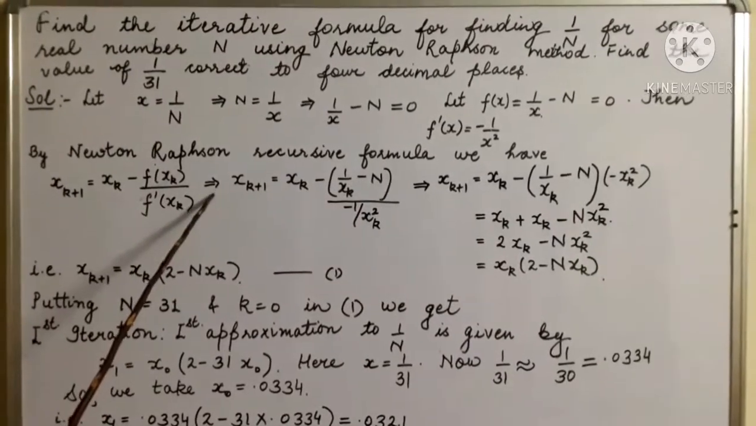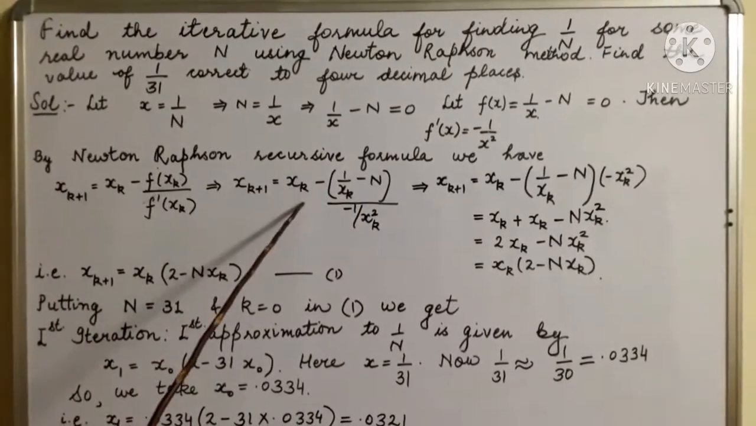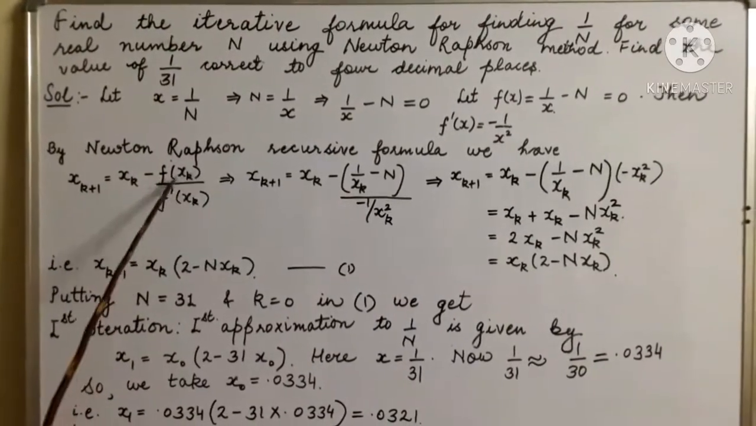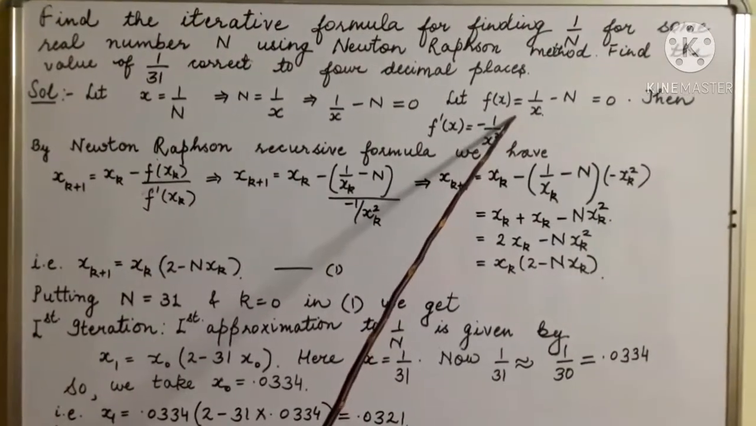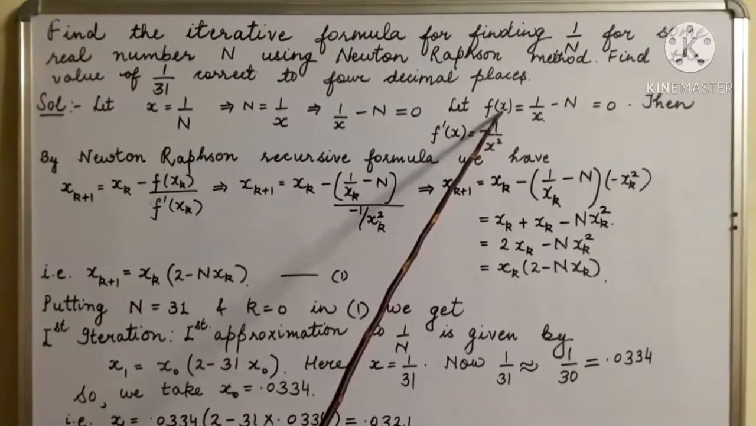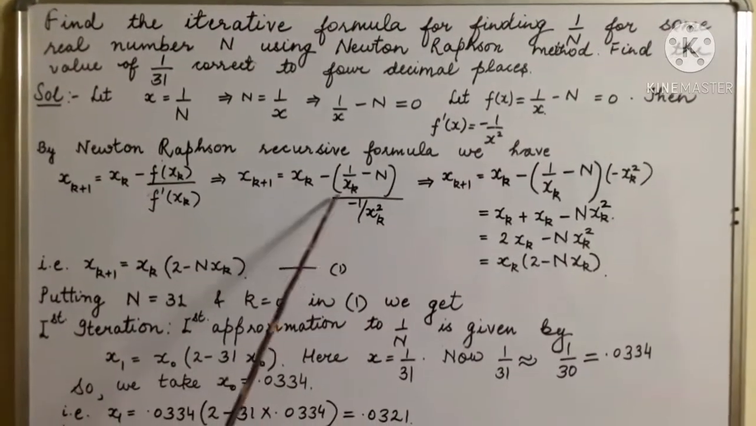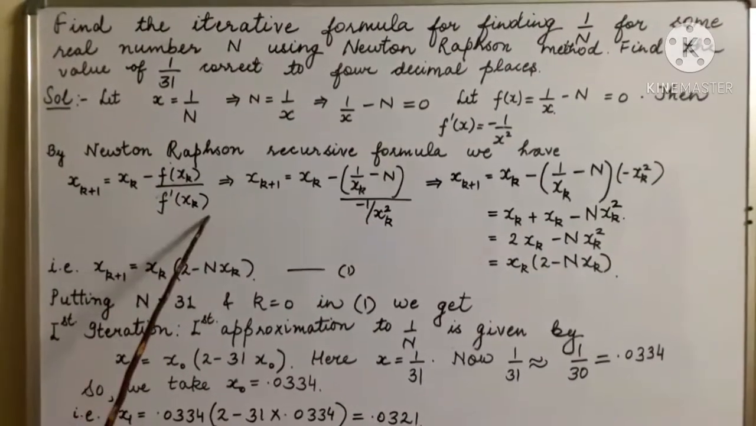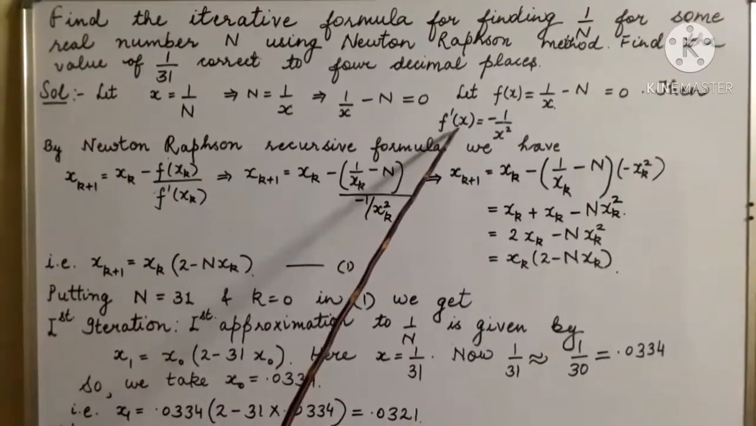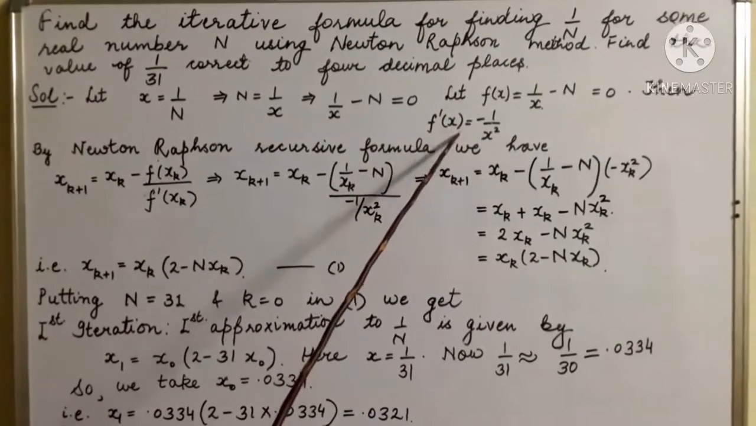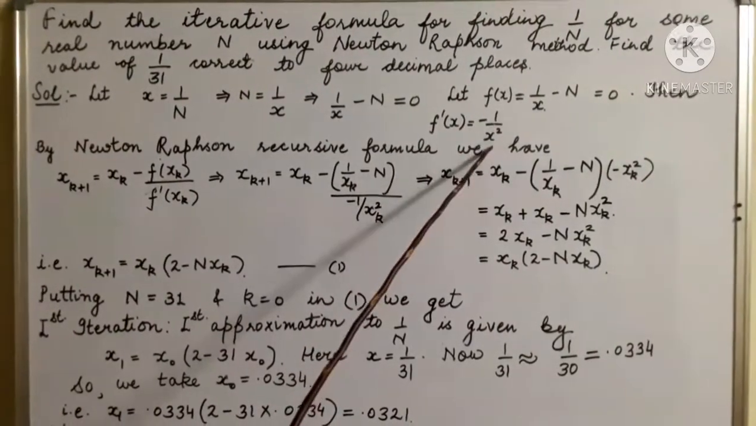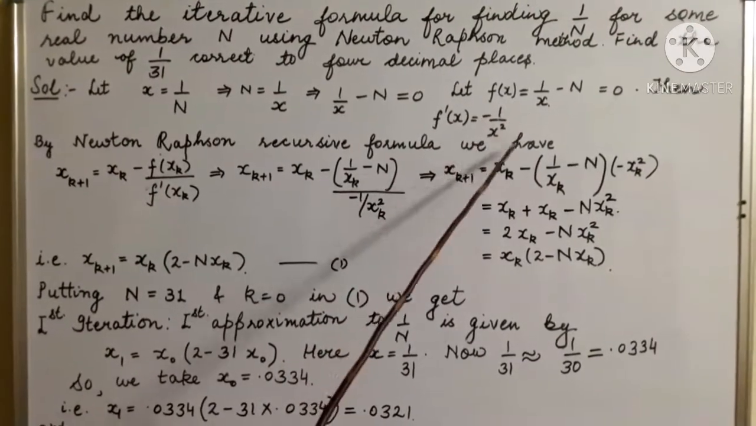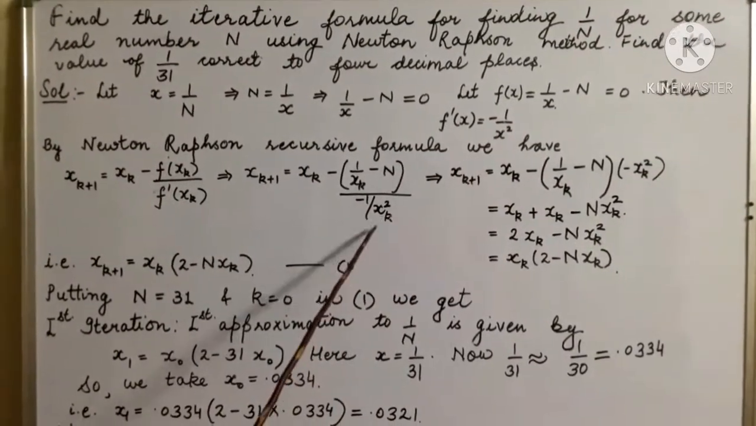It further implies x(k+1) is equal to xk minus, in place of f at xk, we will write down from here putting x equal to xk. This will be equal to 1 upon xk minus N divided by f dash at xk. f dash at xk will be written from here. f dash at x is equal to minus 1 upon x square. So f dash at xk will be equal to minus 1 upon xk square, like this.